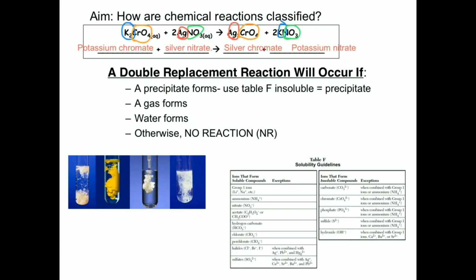When I use reference table F, I don't read the exceptions. So when looking through the list, I do not see a mention of silver. But as I continue looking through the list, I do see a mention of chromate. Here, I see that chromate forms insoluble compounds, unless with group 1 or ammonium. Silver is not in group 1, so our precipitate is silver chromate.